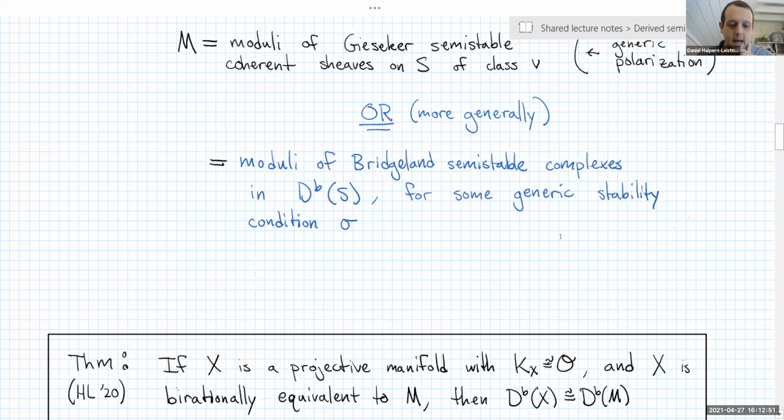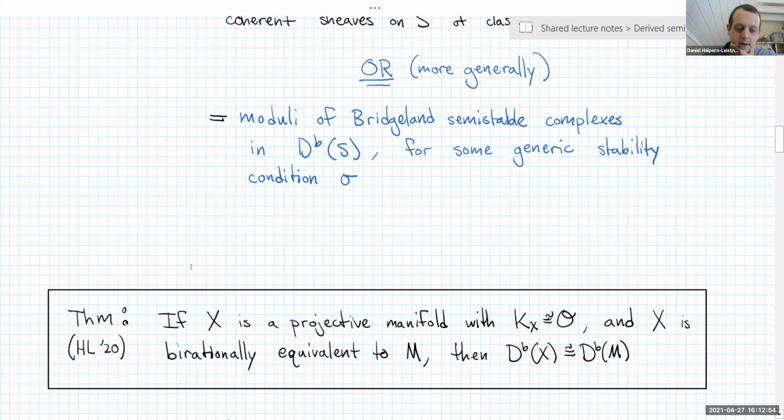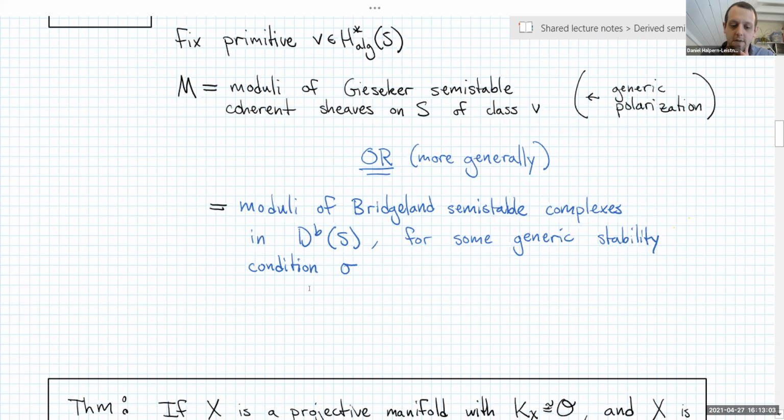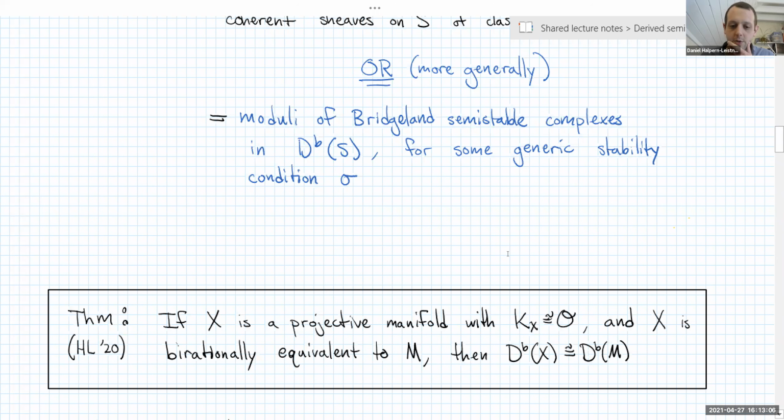Anywho, so the theorem is that if X is a projective manifold with trivial canonical bundle, and it's birationally equivalent to M, so I'm fixing all of this data, then its derived category is equivalent to the derived category of M. It worked out nicely because this is the first example of a complete birational equivalence class in dimension bigger than 3 where the D-equivalence conjecture is known.